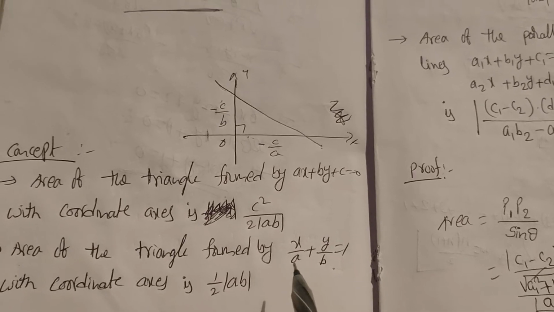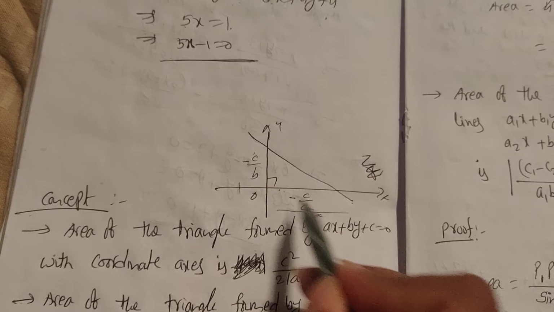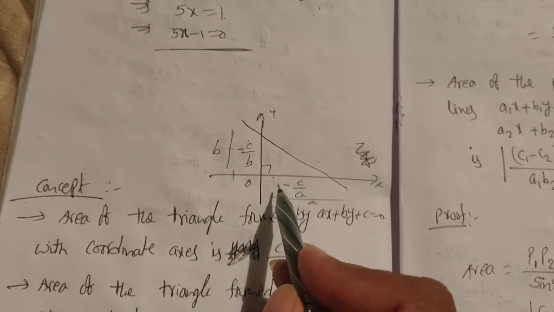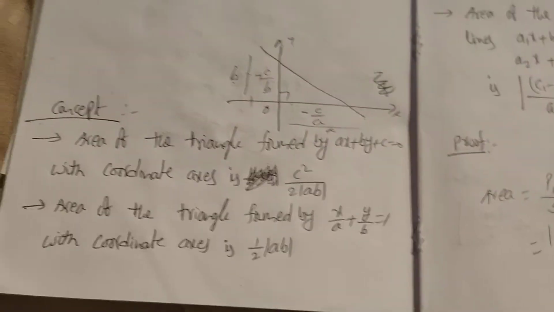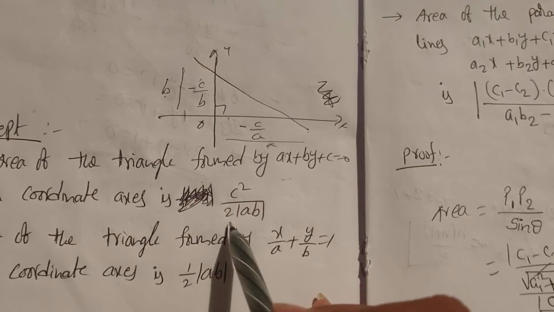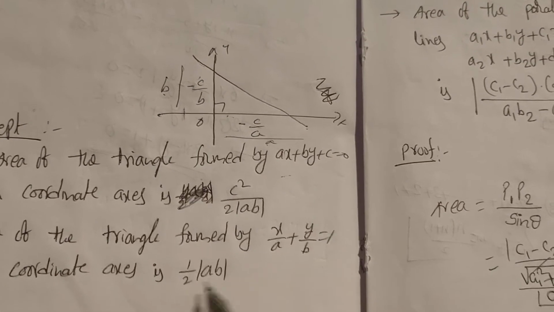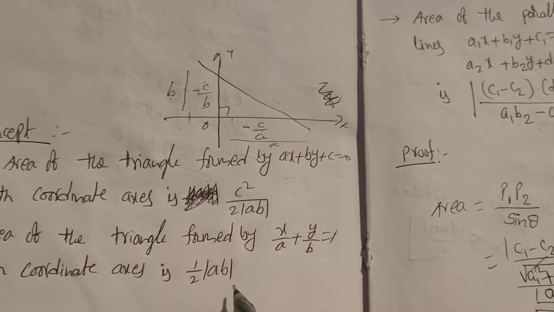Okay, so area of the triangle formed by, if they give x by a plus y by b is equal to 1, here very clearly x intercept is a, y intercept is b, then it becomes a, then it becomes b. So same formula, half into modulus of a into b here. If they give in this form, you have to write c square by 2 into mod ab. If they give in this form, you have to write half into modulus of ab.